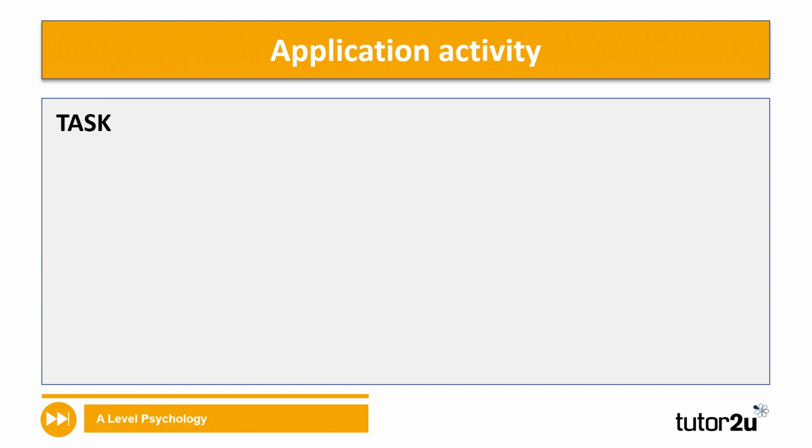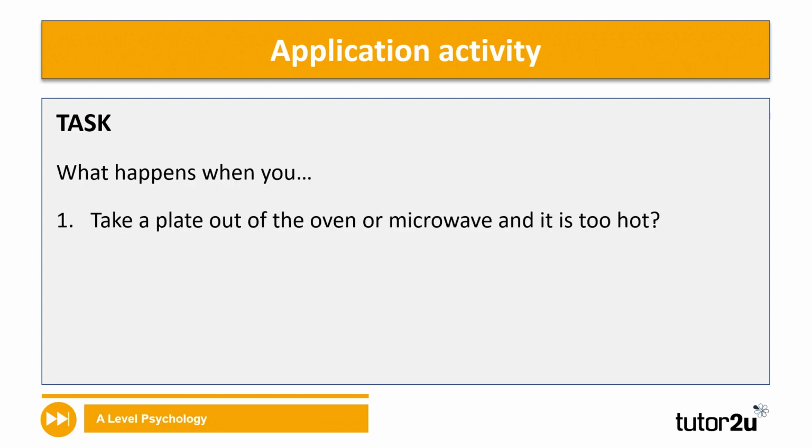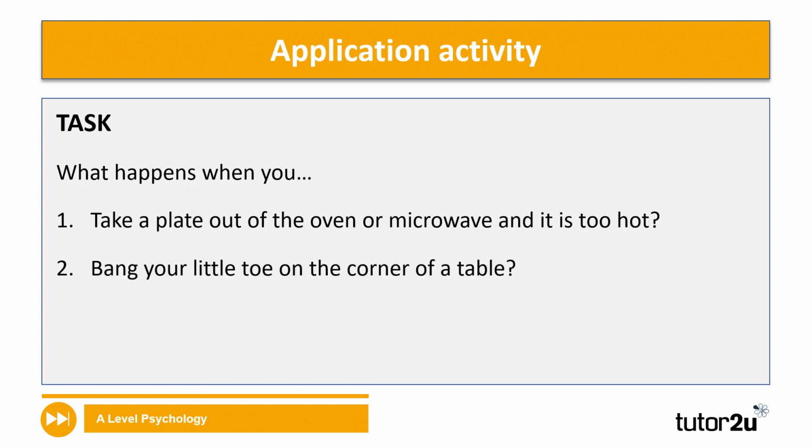Now let's have a look at how we can use the somatic nervous system for some AO2 skill practice. Have a think, in each of these scenarios, what happens in your body when you take a plate out of the oven or microwave and it's too hot? What happens when you bang your little toe on the corner of a table? And what happens when you feel a fly crawling on your leg?